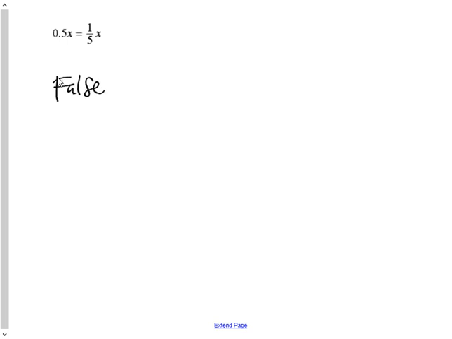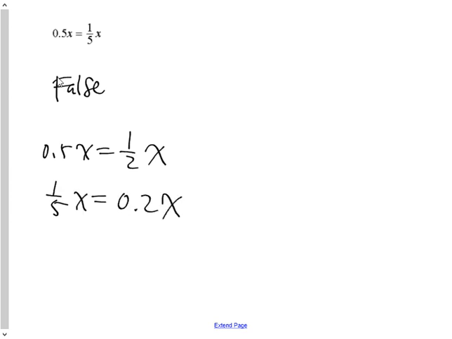And on your test, if you were to prove why, you would say that 0.5x is actually equal to a half of x, not a fifth of x. Or you could say a fifth of x is actually equal to 0.2x. Either of these explanations would be sufficient to prove your point as to why it's false. So the answer is false, and you can use either example to prove why they are not the same.